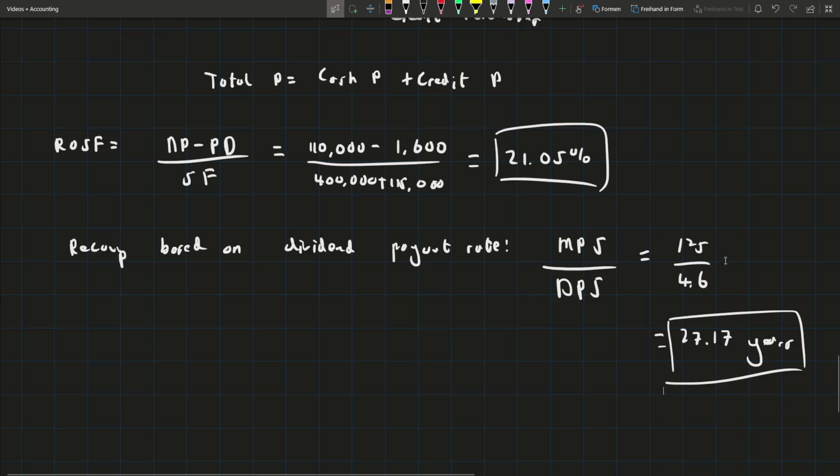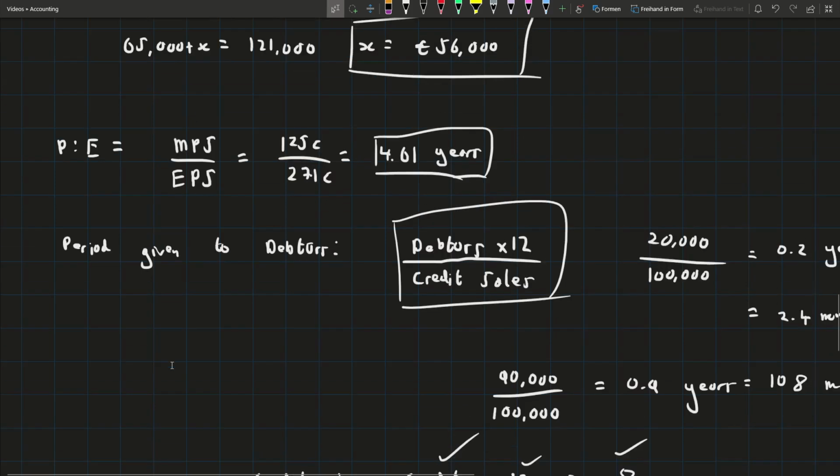Because what does this mean? Well, basically, this is how much a share costs. We purchased a share for this much, and as a shareholder, we earn this much in dividends. So you might ask, how long will it take for us to earn back what we paid for the share in dividends? Well, if we're getting 4.6 every year, it'll take 27.17 years to get 125. That's what that means.